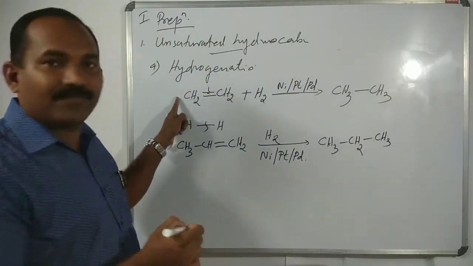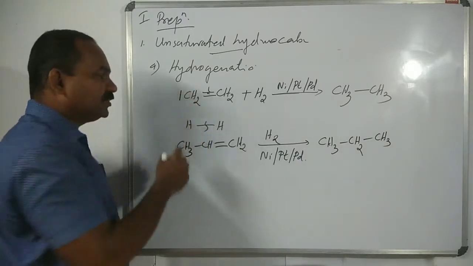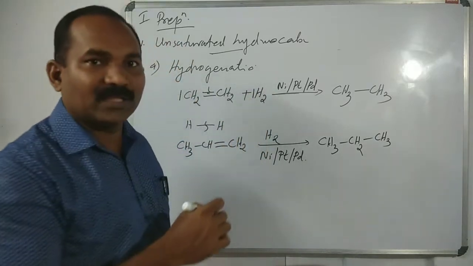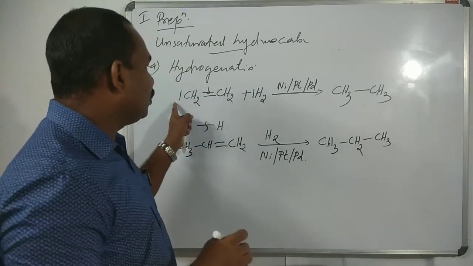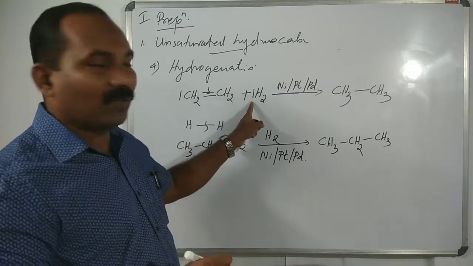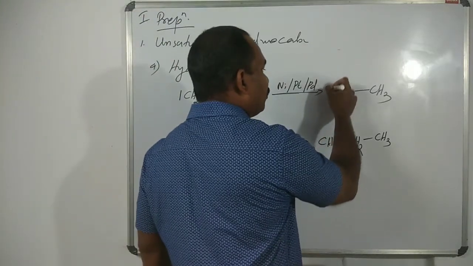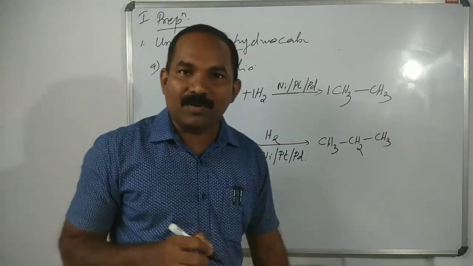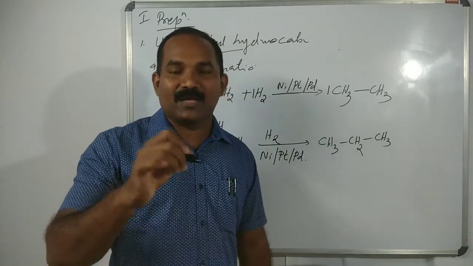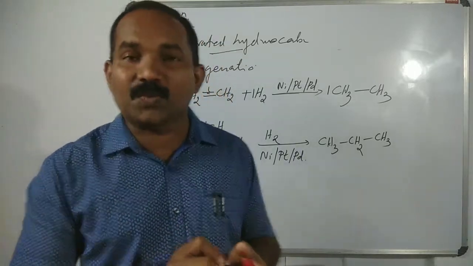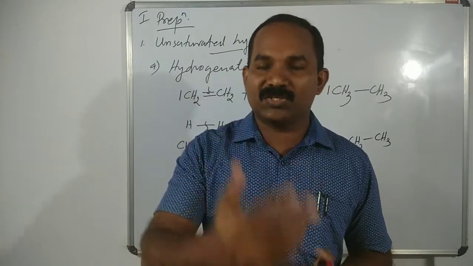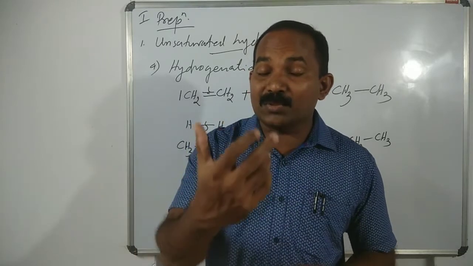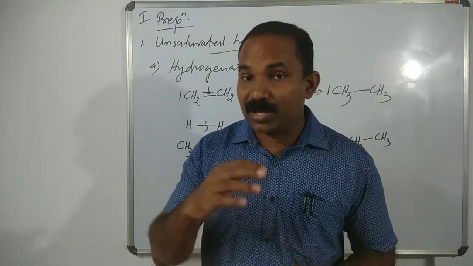Please listen, 1 mole of alkene requires 1 mole of hydrogen, and we get 1 mole of alkane. This is one of the preparations of hydrocarbons, alkanes. This process is known as hydrogenation. Hydrogenation means hydrogen is added to the multiple bonds.